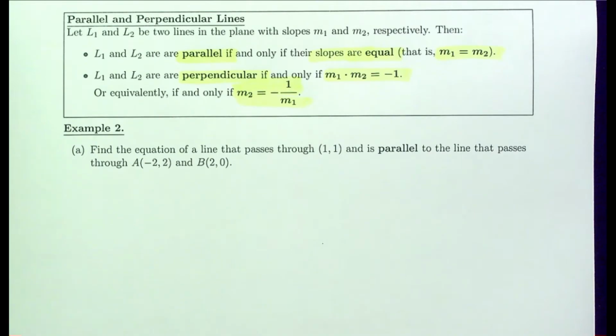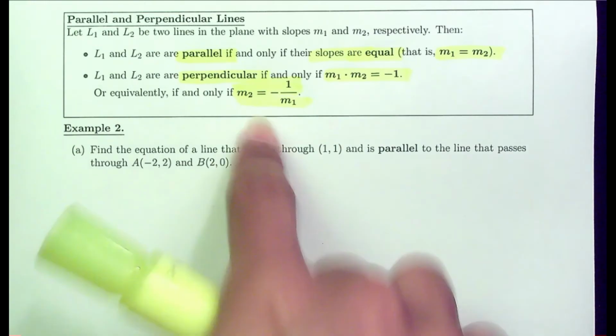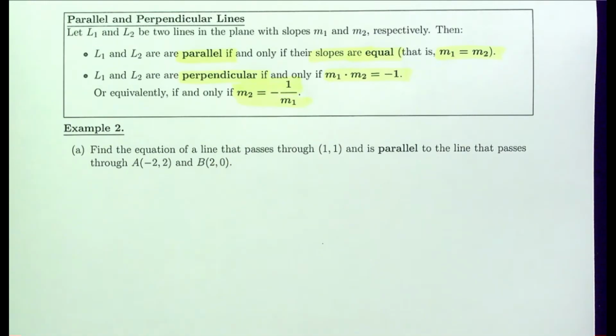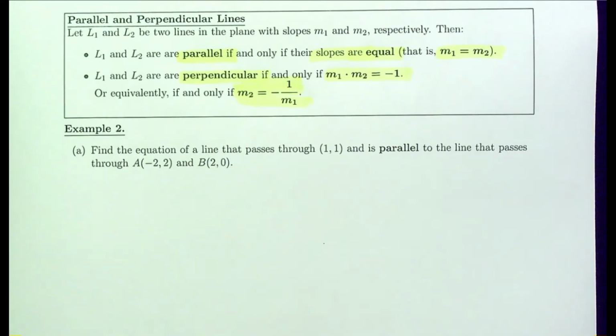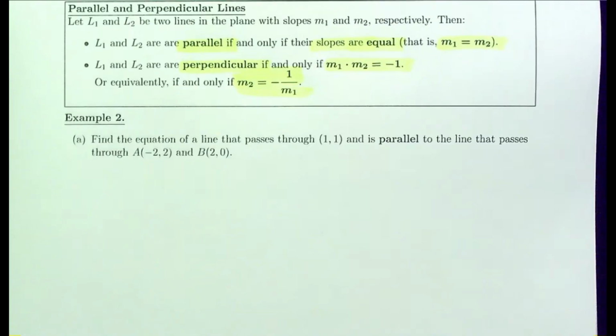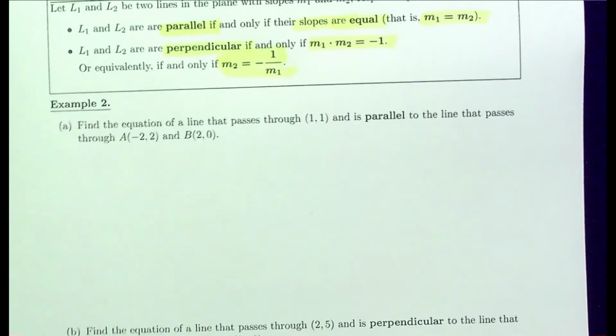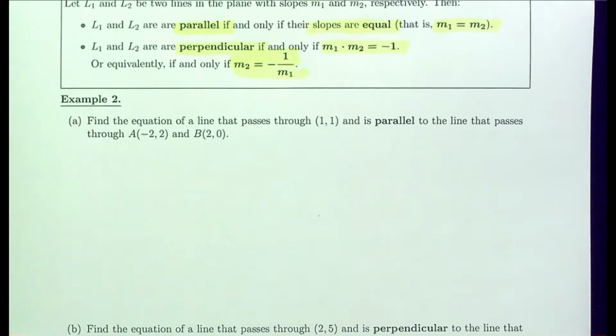So if you have one slope and you know that the other line is perpendicular, you're going to know by this formula that the slope of the perpendicular line is just going to be the negative reciprocal of the other one. So you're just going to flip it and change the sign. Flip and change the sign. Okay, that's it. That's also not hard to remember. Okay, so let's do a few examples with that.